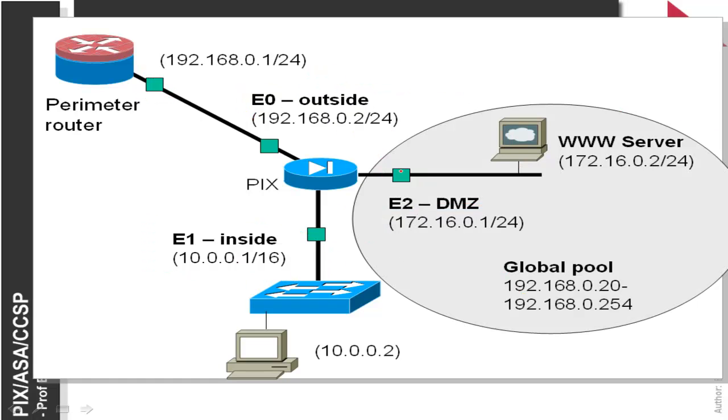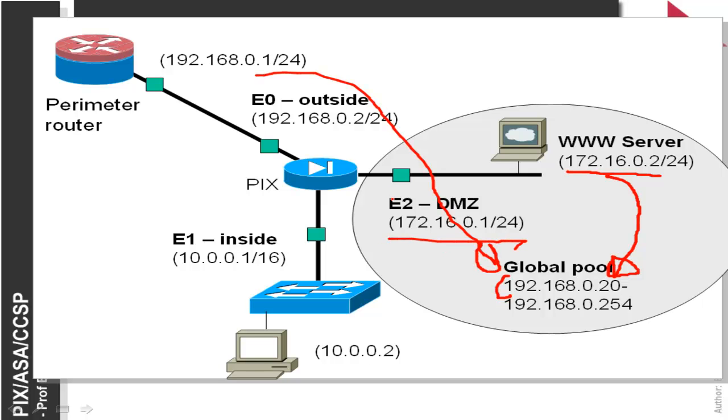Typically the PIX uses network address translation. So what we define is what's called a global pool. The global pool will remap the local address into a global address. So in this case, 172.16.0.2 will be seen from the outside with one of these addresses. Same with this port here. This port from the outside can be accessed from one of these addresses within the pool.